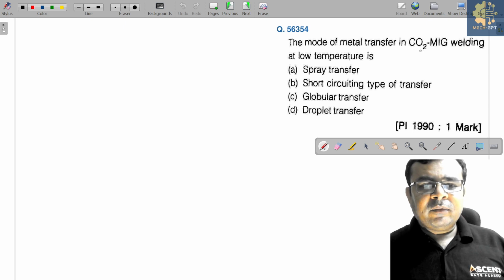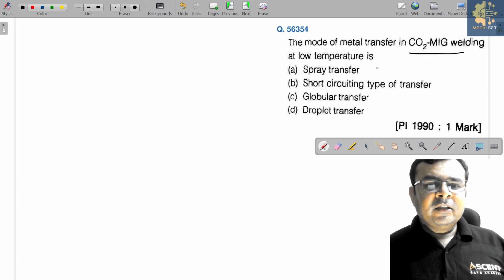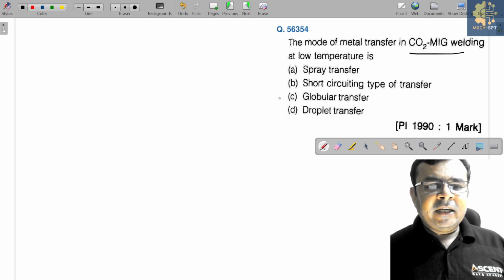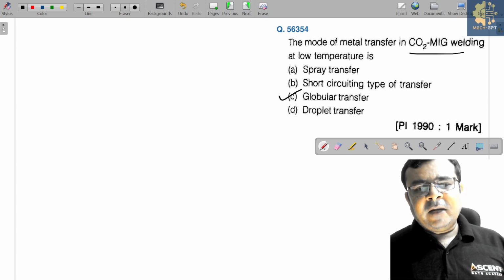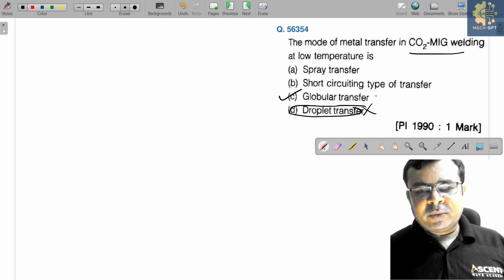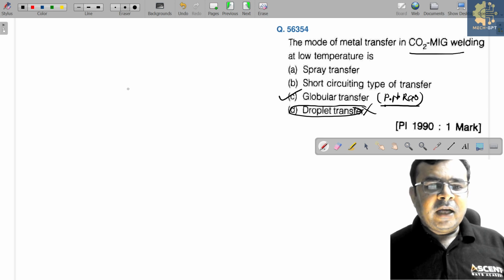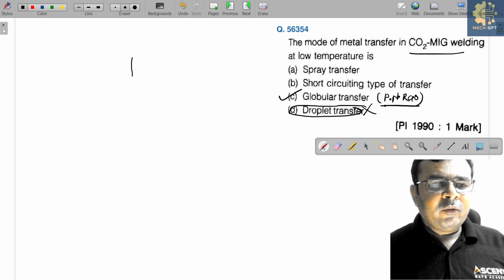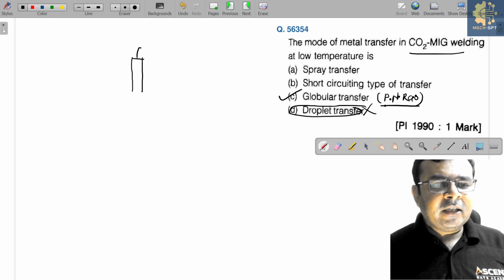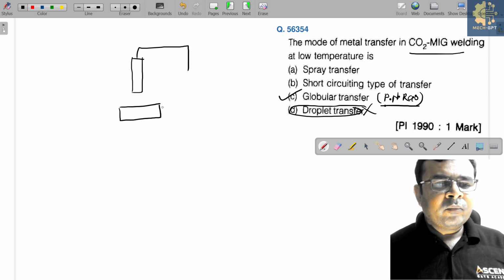The mode of metal transfer in CO2 MIG welding. Correct. So in CO2 MIG welding, globular transfer takes place, and in most of the books you get this answer, but this is wrong. You can also check this in P.N. Rao's book, Manufacturing Process Volume 1. And what about globular transfer? In globular transfer, we use slightly larger current than short circuiting metal transfer. Is that clear?